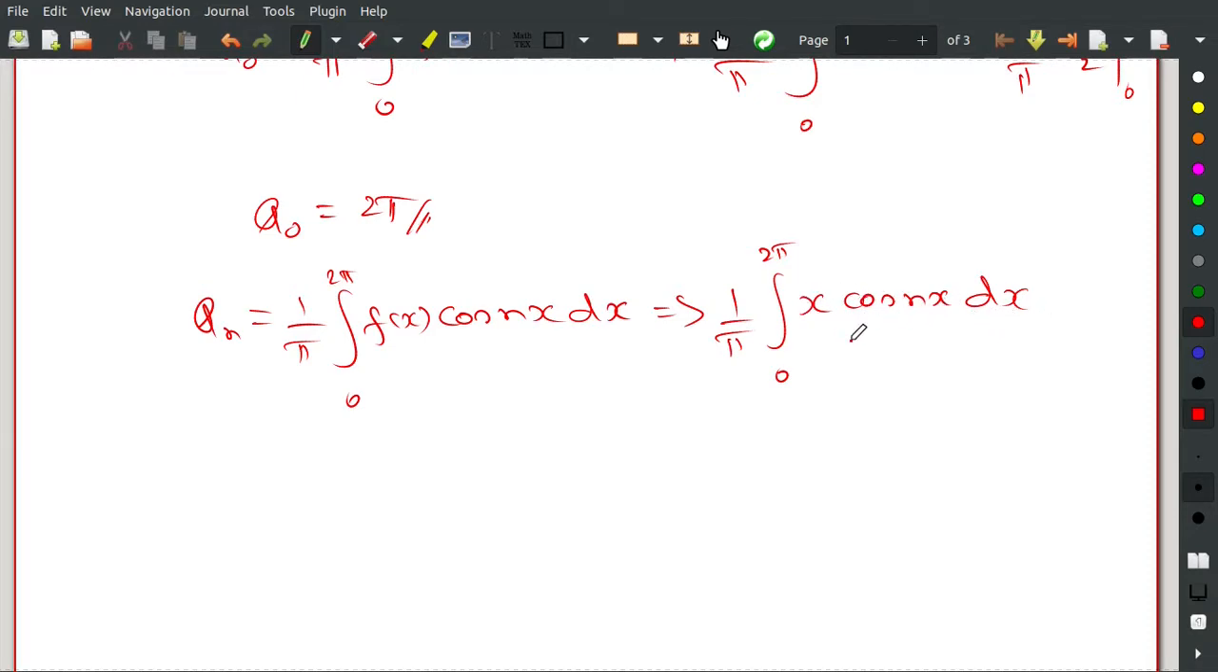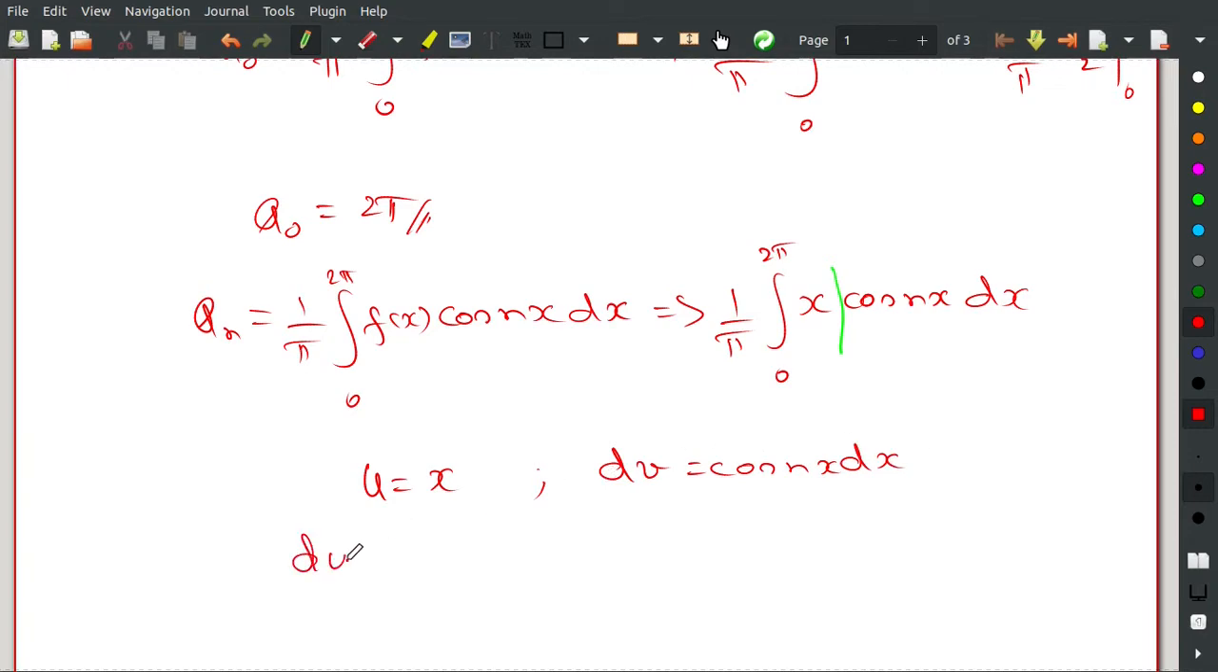So in this we have to separate u and v, okay? We can either choose this x as u or this cos nx as u. But the choice we have to make is according to our ILATE law, okay? If we apply this law, then we can choose this x as the u, because it is of algebraic form. Algebraic form has higher priority than trigonometric form. Therefore we are choosing u as x and dv as cos nx dx.